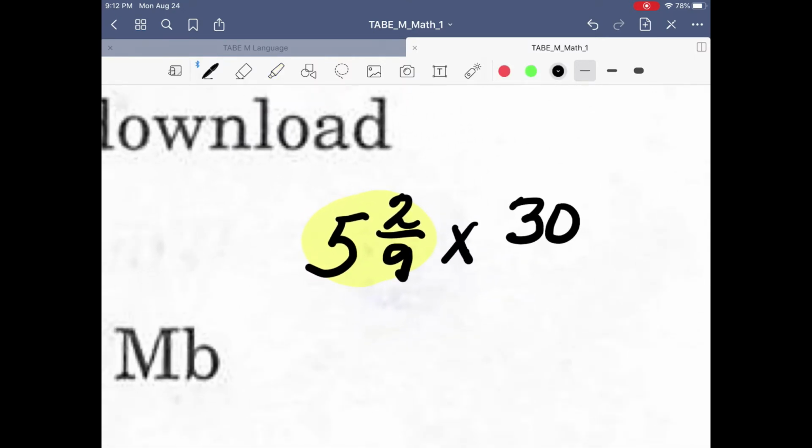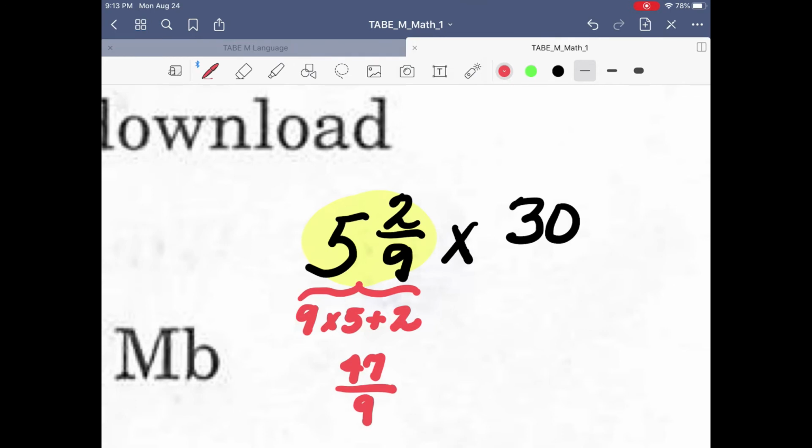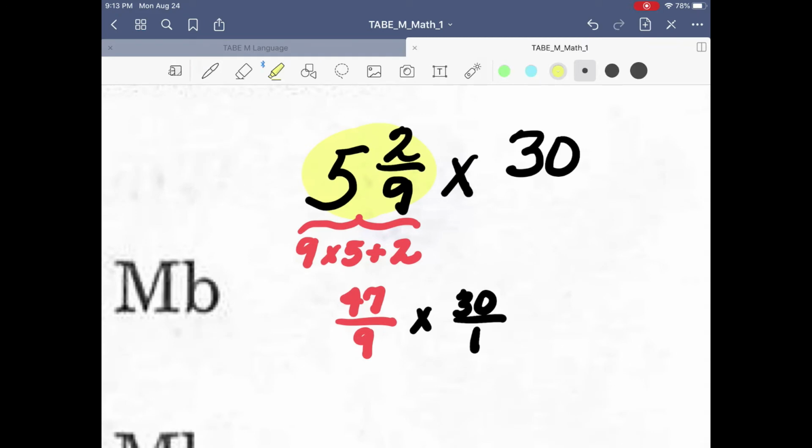I can tell by these choices that this is a big problem. So 9 times 5, that's 45, plus 2 is 47. Keep the 9, and we are going to multiply that by 30. Now you will be able to cancel a little bit this direction by 3.